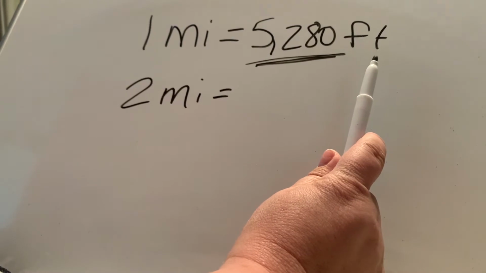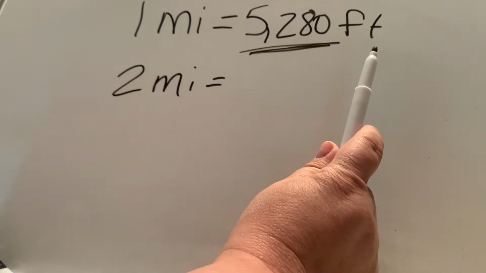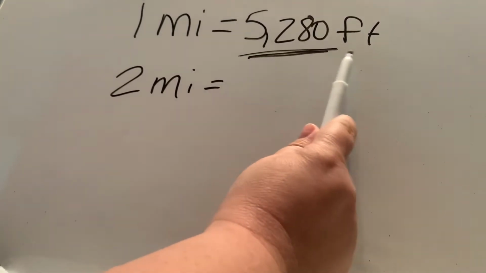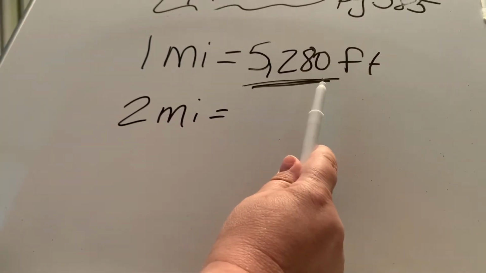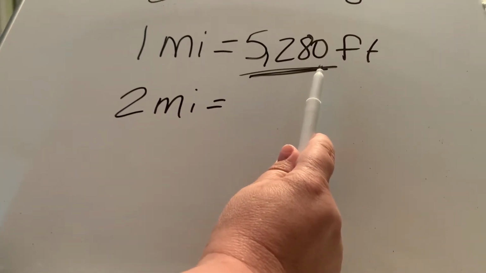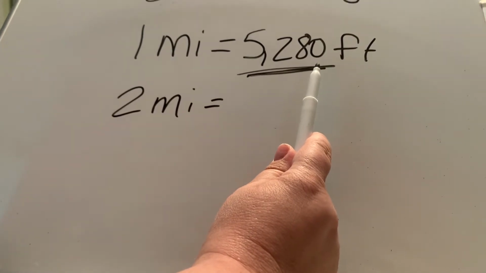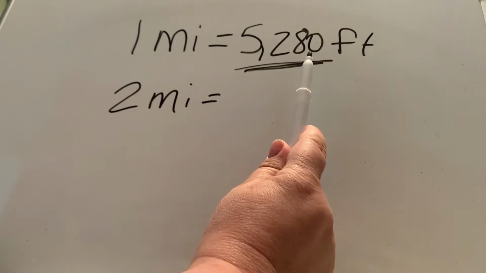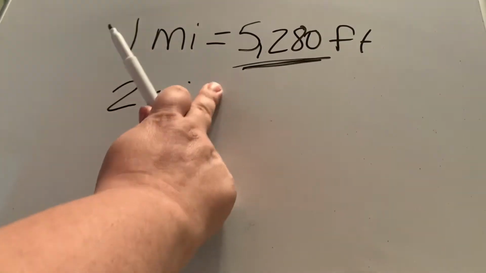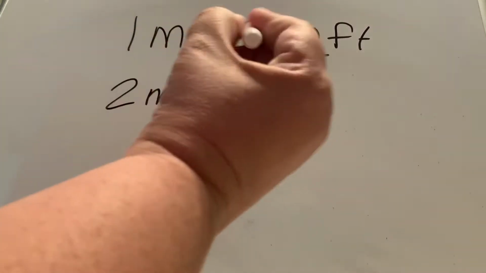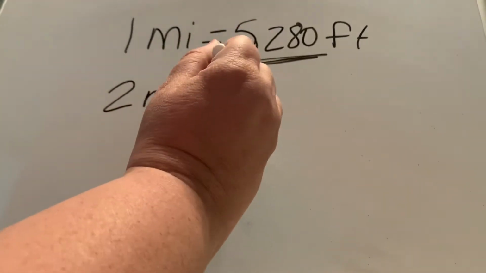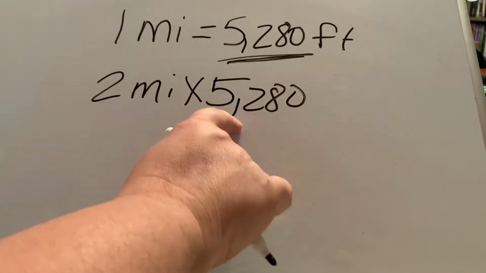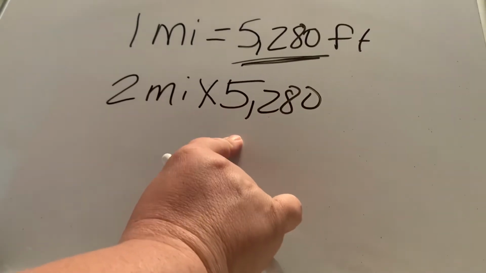So your first 2 blanks on this page should say, I need to multiply the total number of miles by 5,280 feet. Take a moment, write that down if you need to. Pause if you need to. So what are we going to do? We're going to take this 2 miles and multiply it by 5,280 because that's how many feet are in each mile.